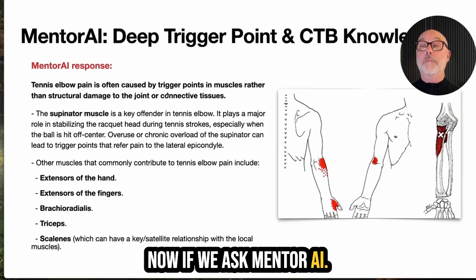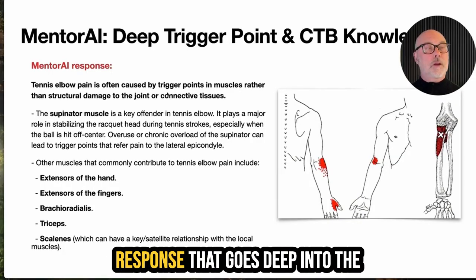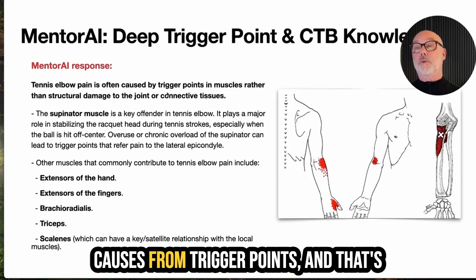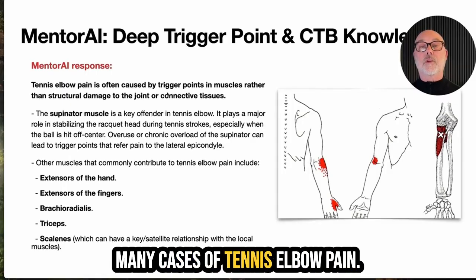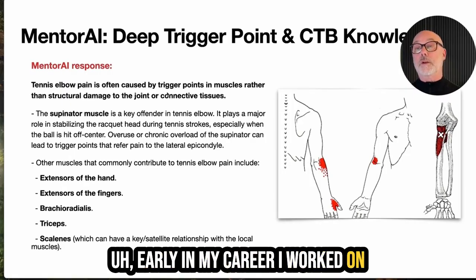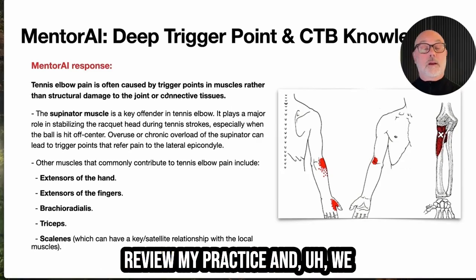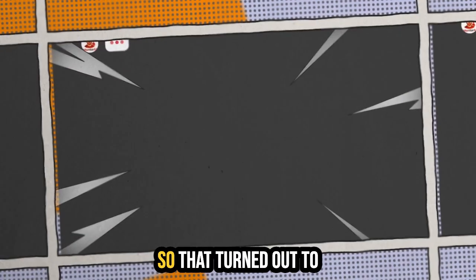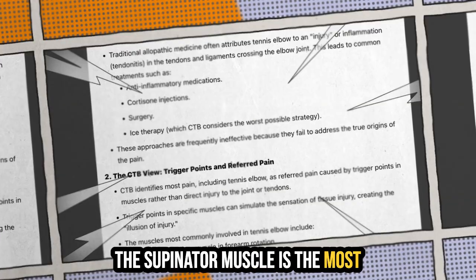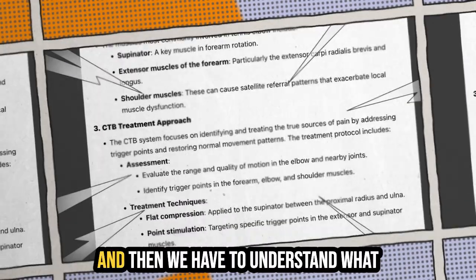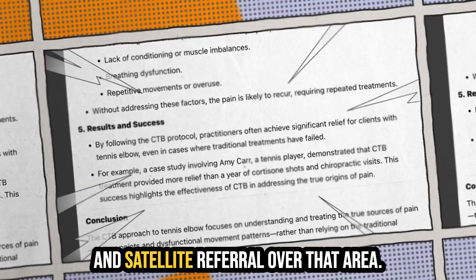Now, if we ask Mentor AI, we get a really detailed, informed response that goes deep into the causes from trigger points. And I have myself addressed many, many cases of tennis elbow pain. Early in my career, I worked on a journalist who had tennis elbow. She was just trying to review my practice, and we pretty much fixed her on the spot. So that turned out to be a really good thing. But you have to know what you're doing. The supinator muscle is the most common offender in tennis elbow. And then we have to understand what can set it up from, again, entrapments and satellite referral over that area.